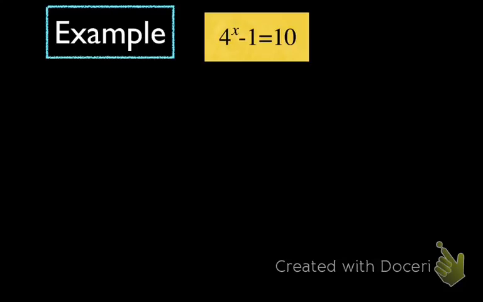First example: 4 to the x minus 1 equals 10. The first thing I have to do in my steps is to get the exponential by itself. So what do I have to do first? Add 1. When I add 1 to both sides, I get 11 equals 4 to the x.